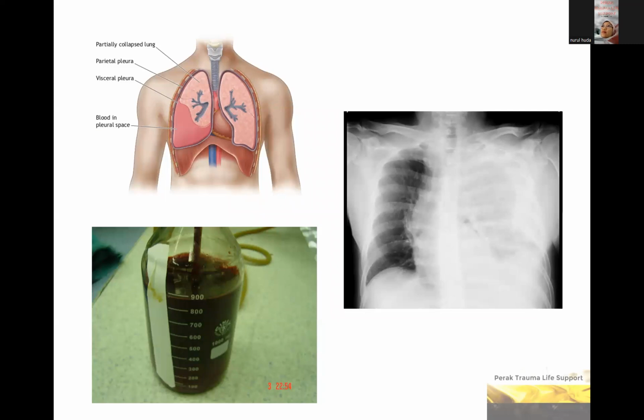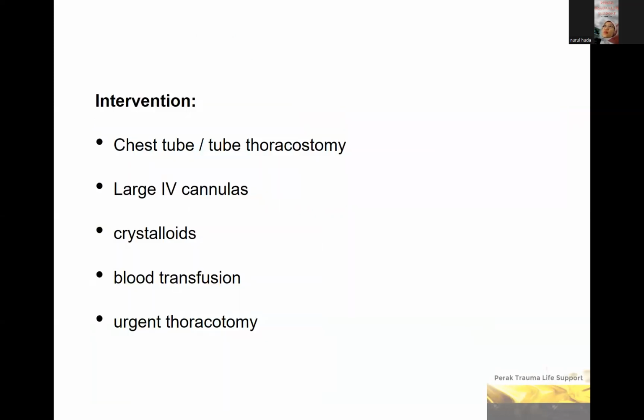So this is the image of the chest X-ray. It shows a homogeneous opacity on this side, and then the trachea has been shifted to the normal side because of the pressure. So the intervention is to perform a chest tube or tube thoracostomy, and you have to insert large IV cannulas and give crystalloids to patients and early blood transfusion. Then the patient will need urgent thoracotomy.